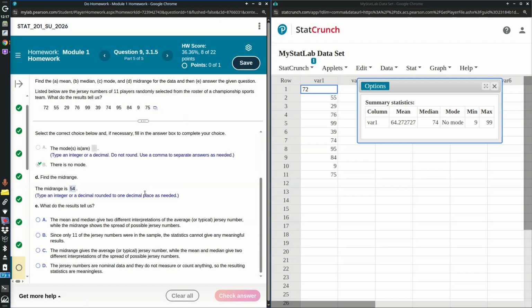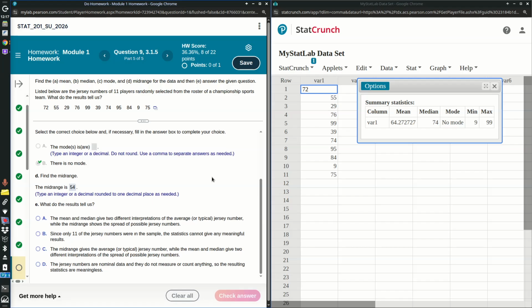What did the results tell us? Okay, so the median is a measure of center that's less influenced by outliers than the mean. So because the mean is so much lower than the median, that means there are more low outliers in this data set, which means the mean is being pulled in the direction of the low numbers. The mean is more sensitive to very big or very small numbers. It's going to be pulled in that direction. So maybe that's not what they're asking for, but that's just one thing I thought I'd point out.